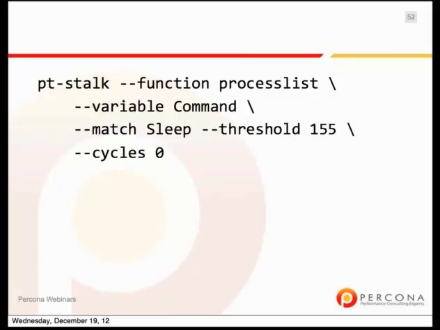In this other example, if there are more than 155 threads that are sleeping in processlist, I want to trigger a capture. Notice the difference in use of cycles. The cycles means that the condition must be met for at least that many consecutive checks. By default, this is 5. And since by default the sleep time is 1 second, it means that whatever condition you put has to happen for 5 consecutive seconds for pt-stalk to trigger.